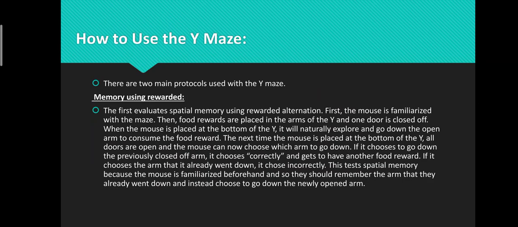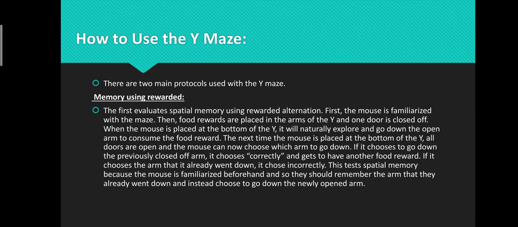After the introduction, I'm going to talk about how to use the Y maze. There are two main protocols used with the Y maze. The first one is spatial memory using rewarded alternation. First, the mouse is familiarized with the maze. Then food rewards are placed in the arms of the Y, and one door is closed off. After that, when the mouse is placed at the bottom of the Y, it will naturally explore and go down to the open arm to consume the food reward.